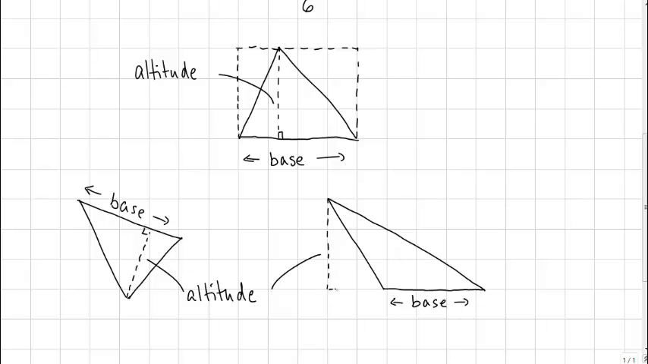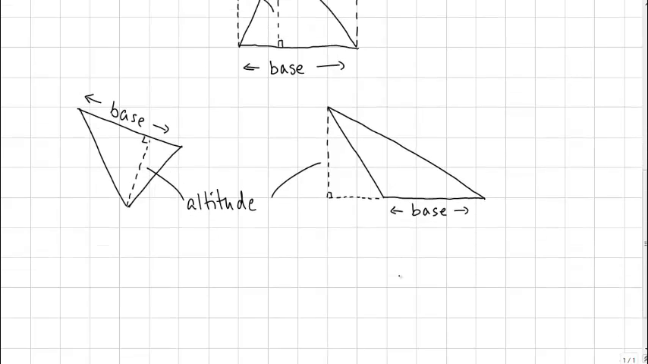And if you extend the base, you can see that it forms kind of a right triangle there. And the altitude and the base are always perpendicular to one another. So when you're calculating the areas of these triangles, you need to know what this altitude or height is. And sometimes that's given, sometimes you have to calculate it.